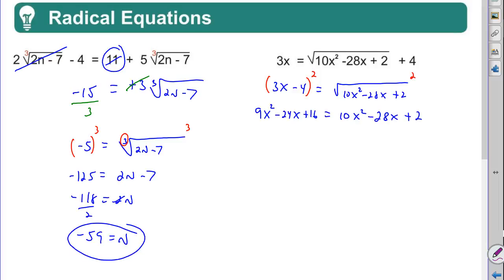So I'm going to set it equal to 0. So let's go ahead and add a negative 9x squared to both sides. That gives me an x squared. Let's add a positive 24 to both sides. That gives me a negative 4x. And let's add a negative 16, and that's going to give me a negative 14. So I have 0 equals x squared minus 4x minus 14.